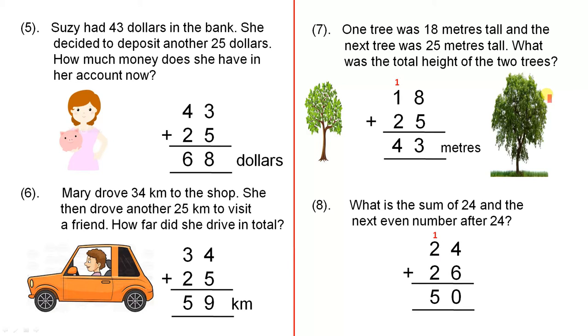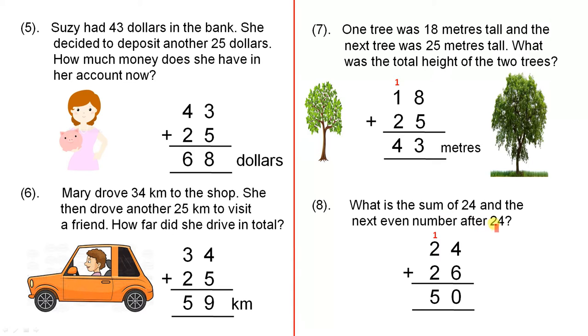One tree was 18 metres tall and the next tree was 25 metres tall. What was the total height of the 2 trees? So total height means you add them up. 8 plus 5 is 13, so you have 3 ones. Remember that's the ones column. And remember about the trading when we do simple addition. So we trade, so that now becomes 10 because you had 13 ones, which is 10 and 3 ones. So 2 plus 1 plus 1 gives you 4. So that gives you 43 metres for the total height.